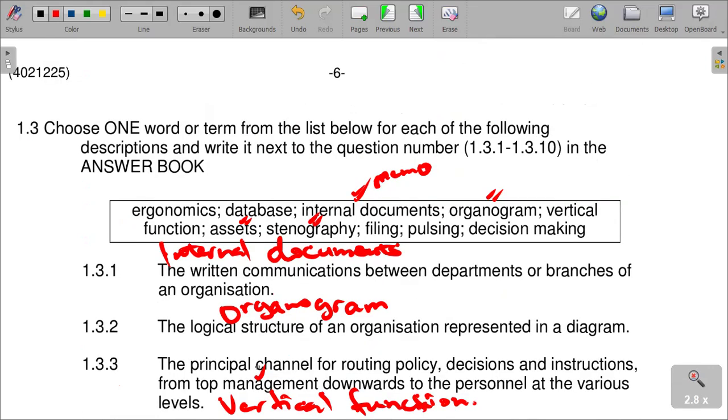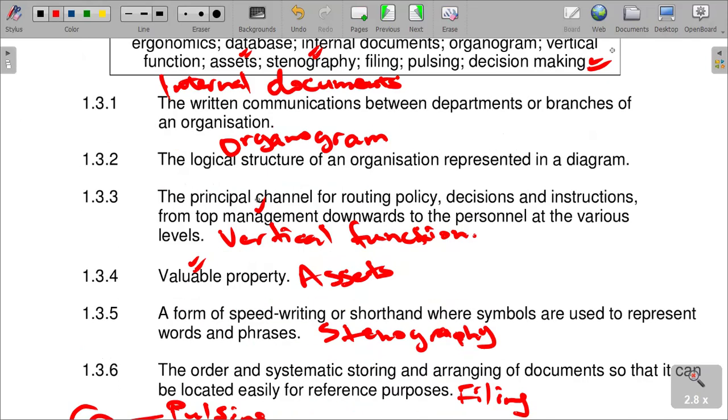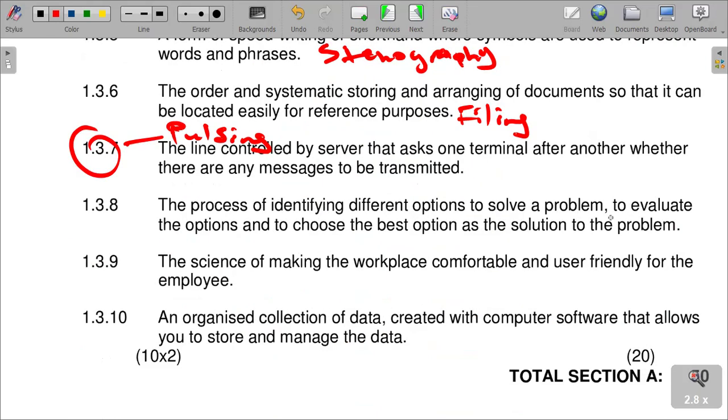Decision making. You are coming up with the best alternative, the best option, in order to solve a problem. So number 8 is decision making.